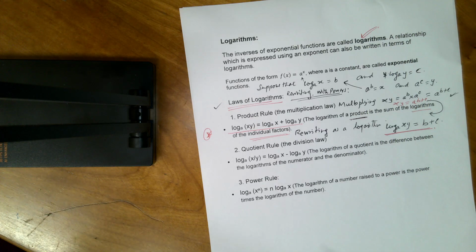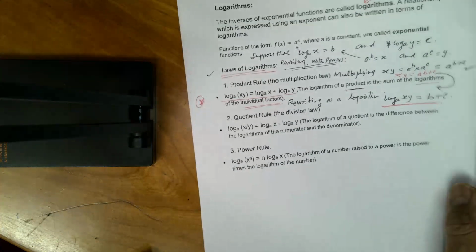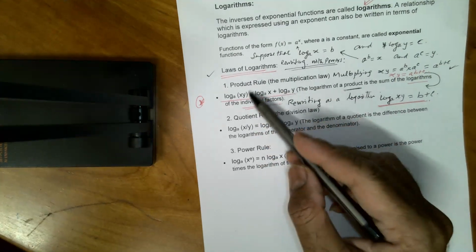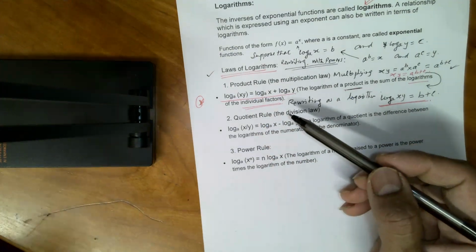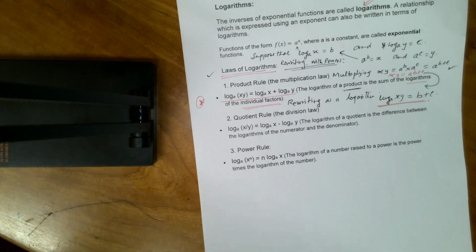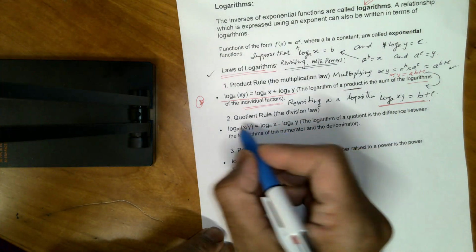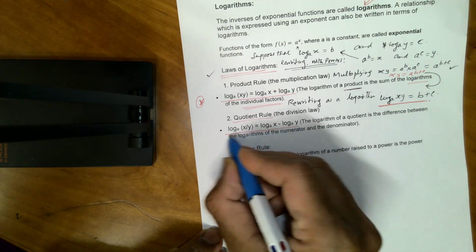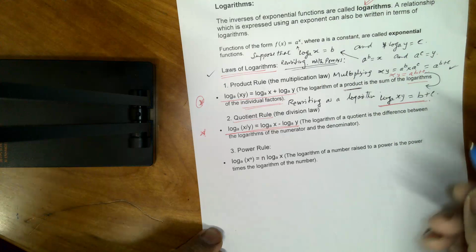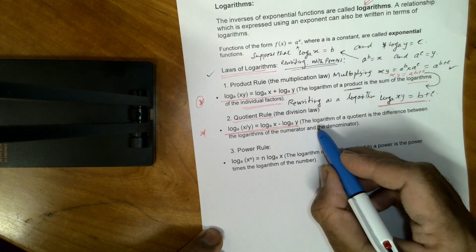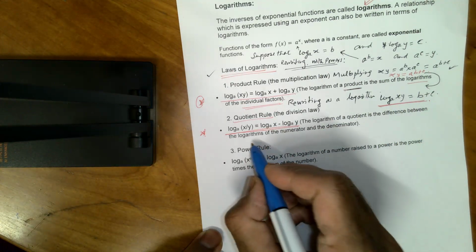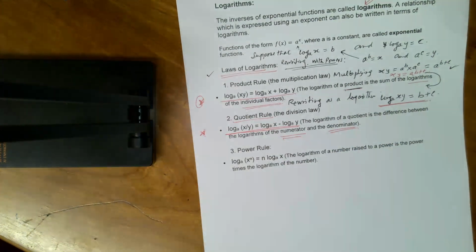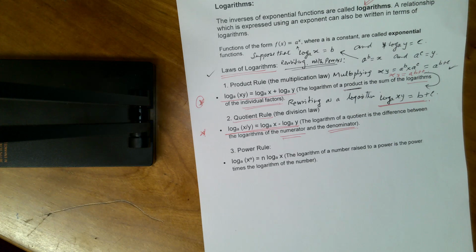Let's move on to the other rules as well. The laws of logarithm: one was multiplication, then you also have division, or some people say the quotient rule, and we go with this here. That's the second one. The logarithm of the quotient is the difference between the logarithms of the numerator and denominator.